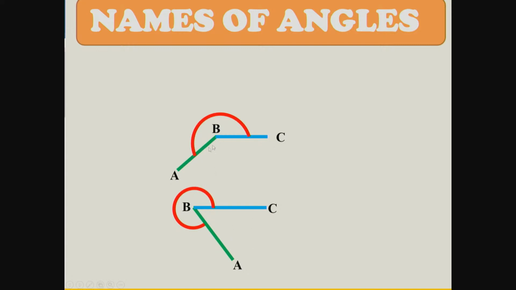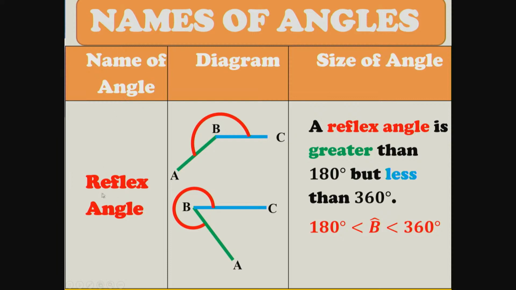So basically, when we are talking about this kind of angle, we are saying it is an angle which is greater than 180 degrees but less than 360 degrees. Right. The name of that angle is the reflex angle. So the reflex angle is an angle which is greater than 180 degrees but less than 360 degrees. It is between 180 degrees and 360 degrees. So both are representing the reflex angle.